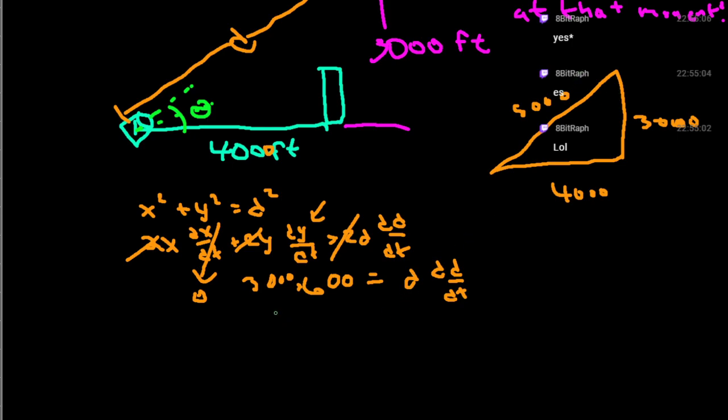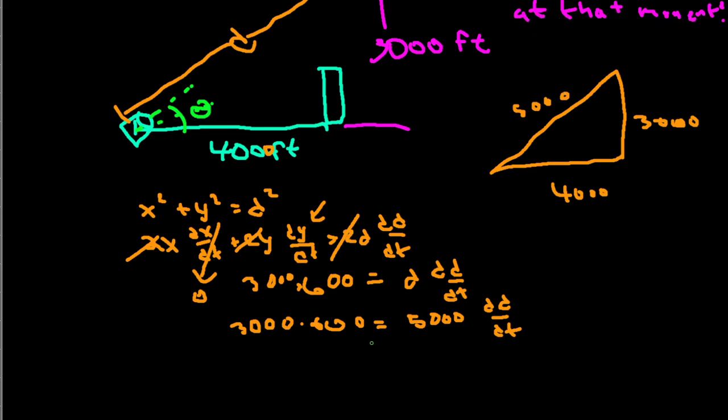So that means this is going to be equal to 3,000 times 600, that's equal to 5,000 times dd/dt. And I'm just going to go ahead and plug in my calculator: 3,000 times 600 divided by 5,000. The distance between the camera and the rocket is changing by 360 feet per second.